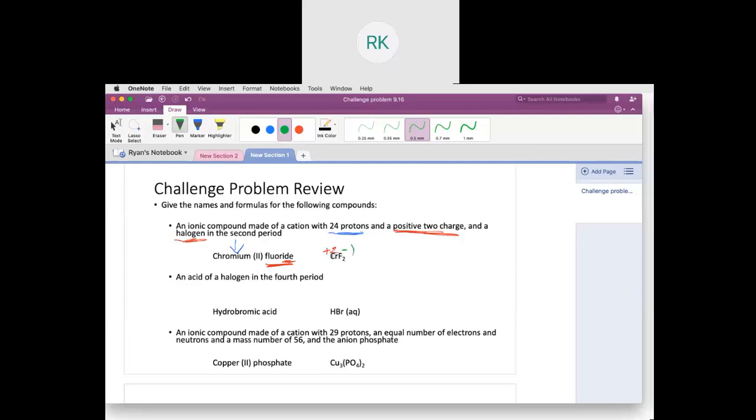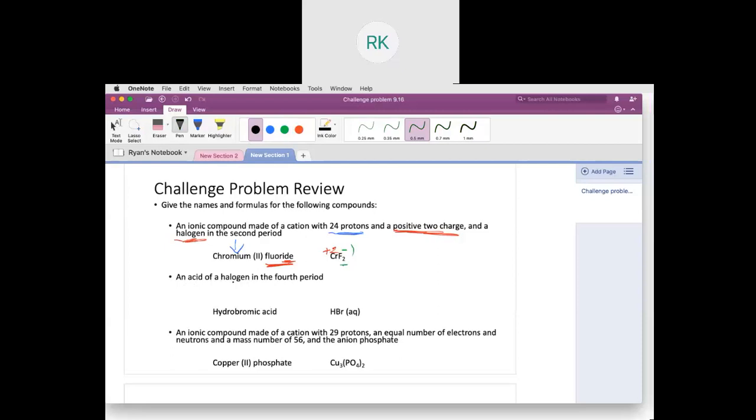Now, for these to cancel out, +2 and -1, we need to have 2 of the -1 charged species, right? So we need 2 fluorines, each with a -1 charge, to have a total negative charge of -2, which counteracts the +2 charge from the chromium. So chromium 2 fluoride is CrF2.